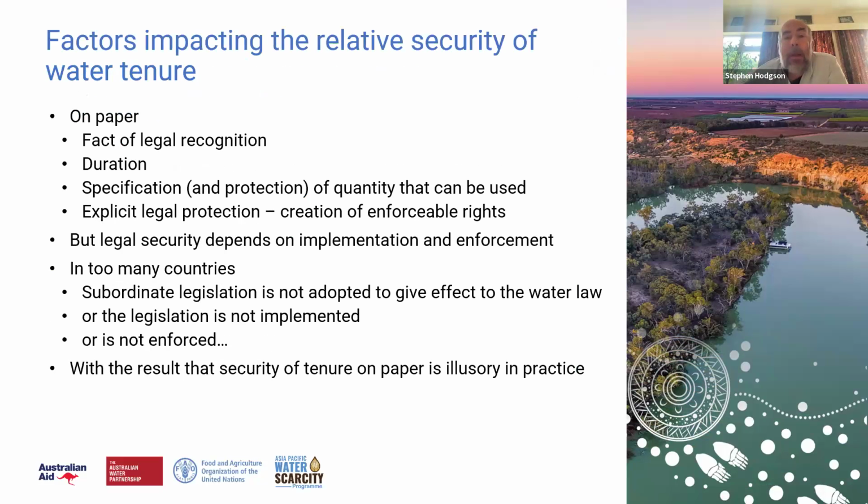So water tenure arrangements are clearly not the same. Some are more secure than others. So what are some of the factors that impact the relative security of water tenure? Well, on paper at least, the fact of legal recognition: if a water tenure arrangement is recognized by formal law, it should be stronger. The duration of the right that's created, a 1-year right, is clearly less secure than a 10-year right or a 25-year right.